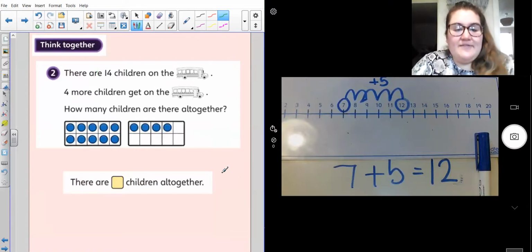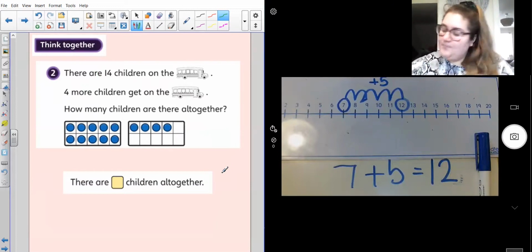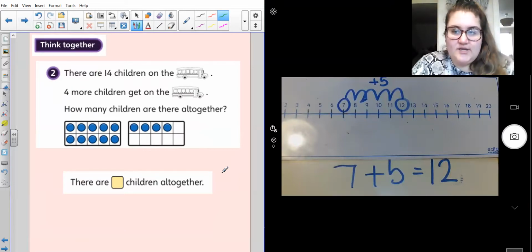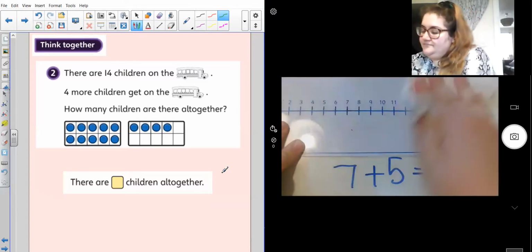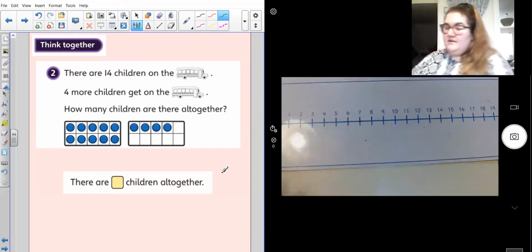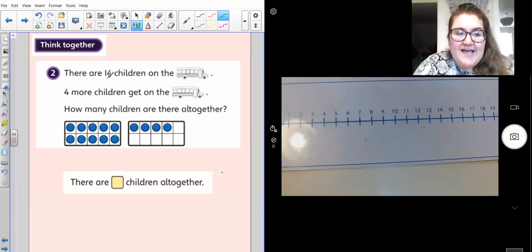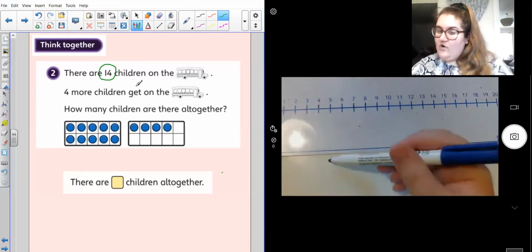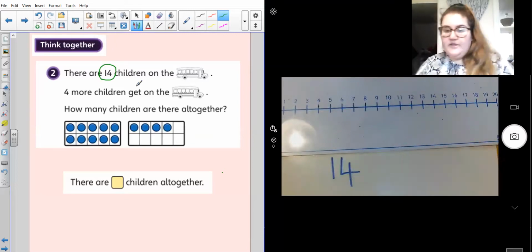So let's have a look at the next Think together. There are 14 children on the bus. Tell someone next to you what part of what I just said, which bit is the important piece of information. Listen again. There are 14 children on the bus. What do you think? So hopefully you said the number 14. Okay, that is telling us the first part. We've got 14 children on the bus.